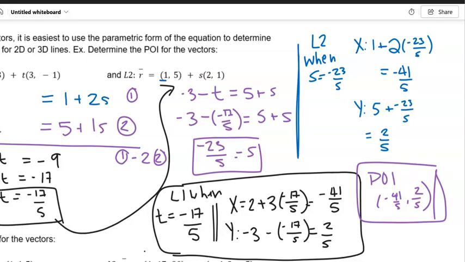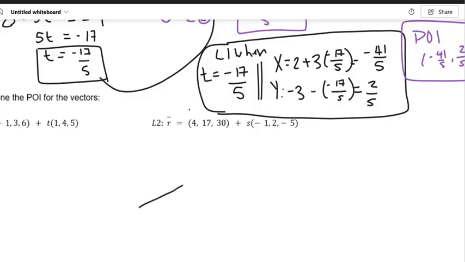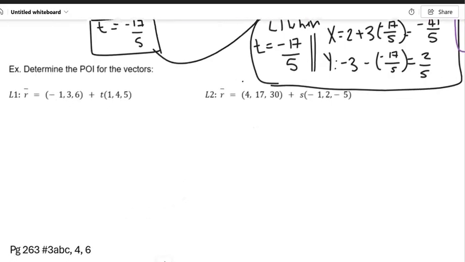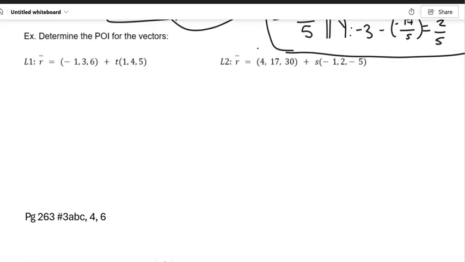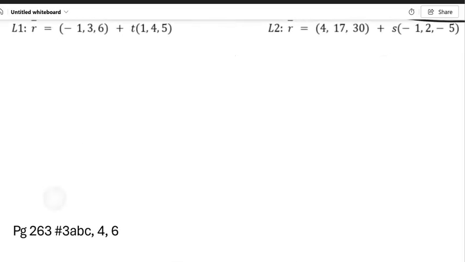Okay, let's try another example. So I have these two vectors here. I've got R1 and R2, and I want to know where they intersect. So the first thing that I'm going to do is write my parametric equations for these two vectors.